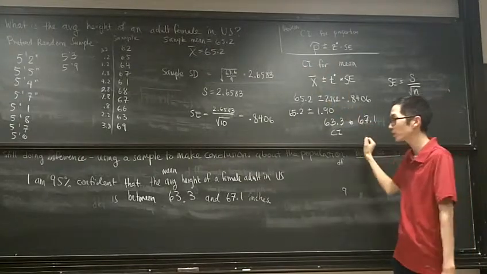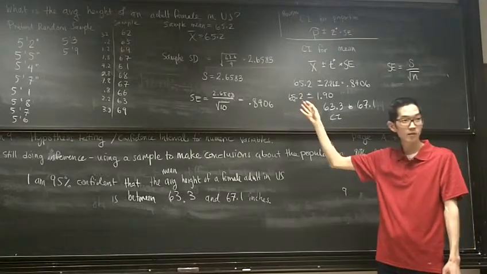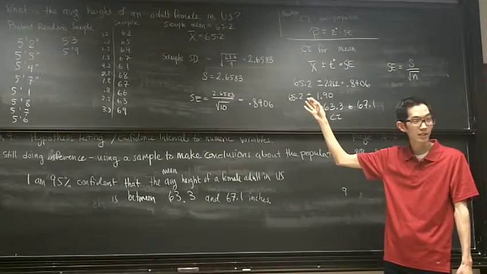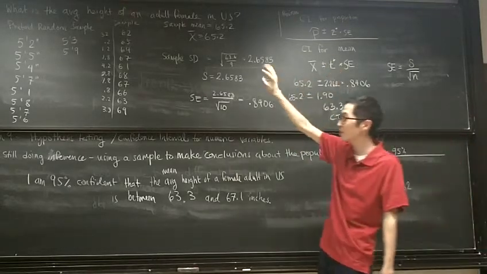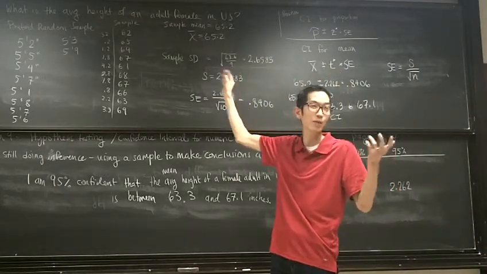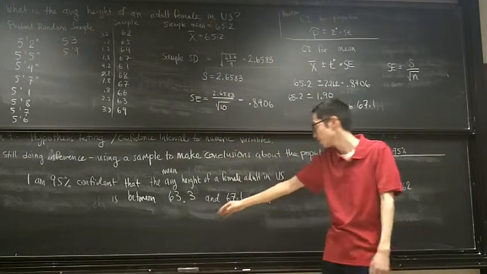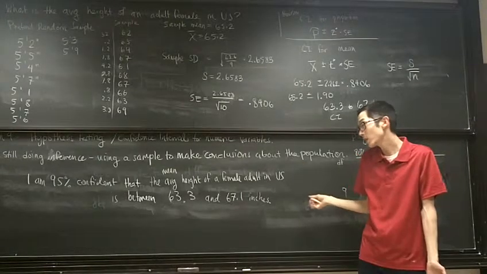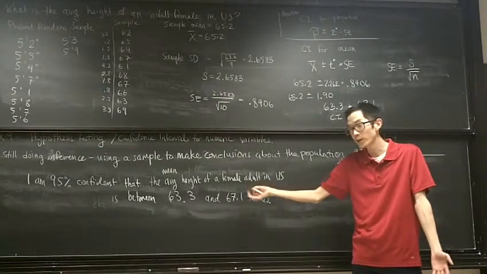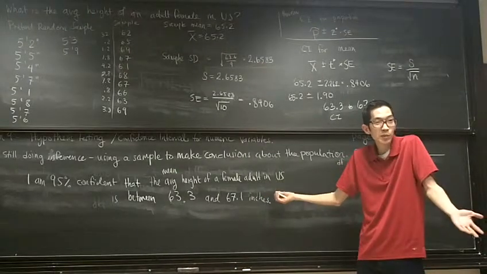Okay, and you guys gave me all sorts of answers. Well, based on our sample of 10, 5'3" and 5'7", yes. Based on our random sample of 10, not random sample, but pretend random sample of 10 women from our own classroom, we have come to the conclusion that we're 95% confident that the average height is between basically 5'3.3" and 5'7.1". Does that sound reasonable?